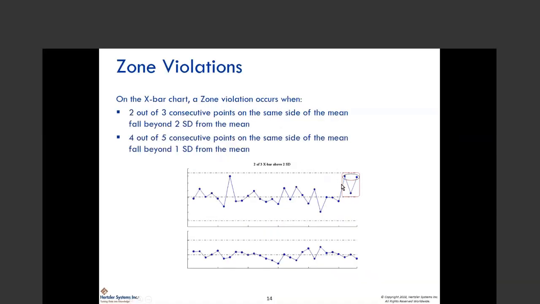Zone violations are where you have either 2 of 3 or 4 of 5 points all on one side of the mean. If it's the 2 of 3, these are outside of 2 standard deviations, whereas this one is outside of 1. 4 of 5 is the same thing, but they're saying 4 of 5 are outside of 1 standard deviation.